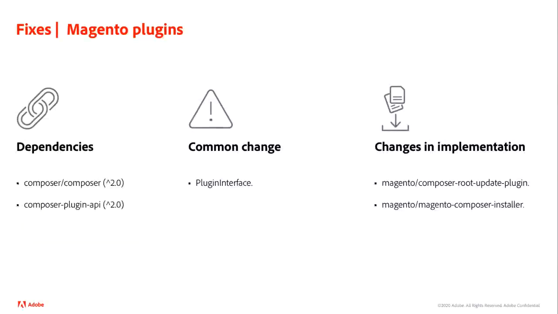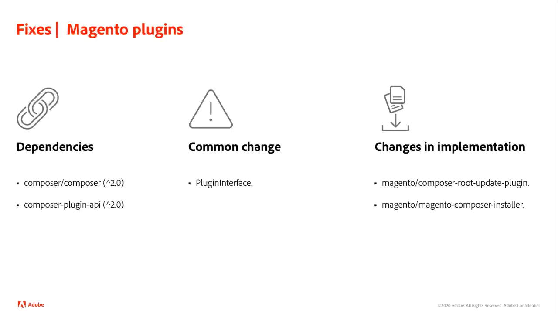Issues which we faced. A common change which we needed to do for all our plugins was a change to the plugin interface, which resulted in missed public methods for plugin implementations across all the plugins. We did this change. Also, we updated dependencies, adding support for Composer version 2 and Composer plugin API version 2, which was easy to do. And also there were functional changes for two plugins, the root update plugin and Magento Composer Installer, which required development and a lot of testing.